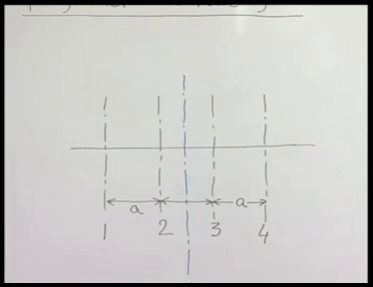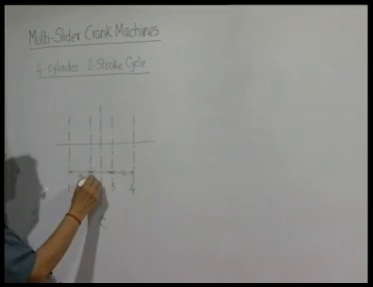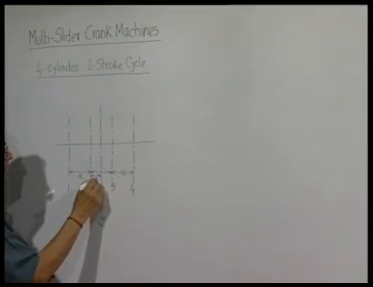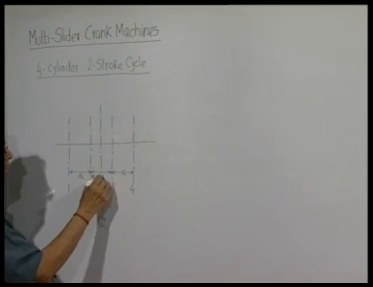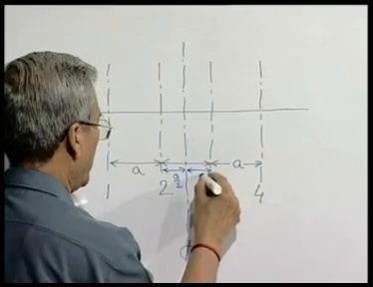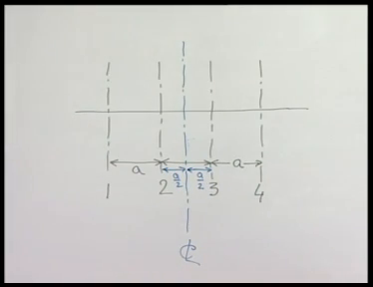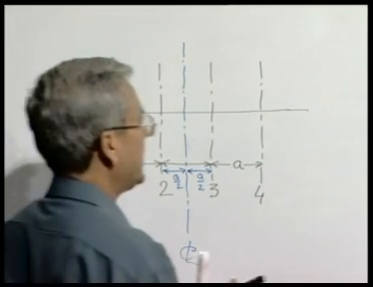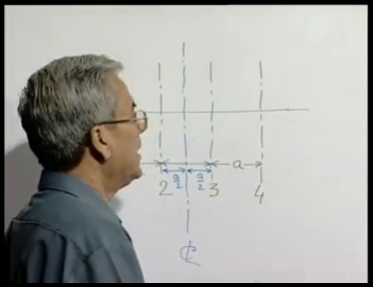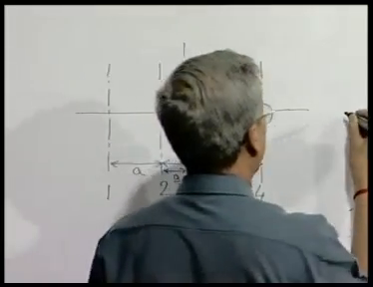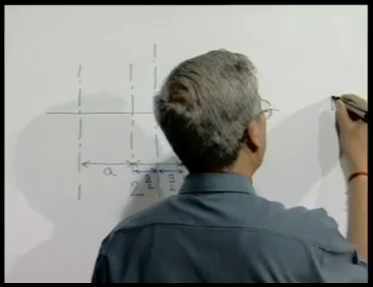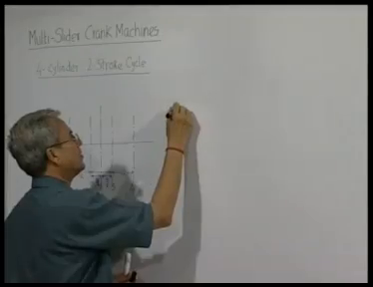This is the engine cylinder line, and obviously then this will be a by 2. Next we take the crank diagram, primary crank. First we will investigate only the primary forces and moments. So, let us keep the primary crank as 1.